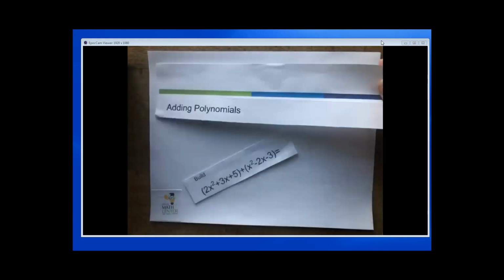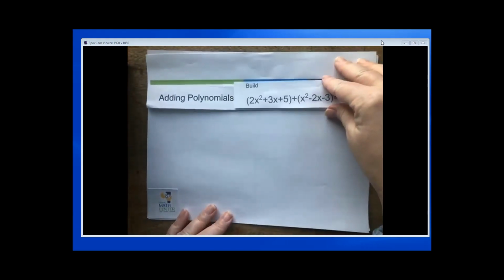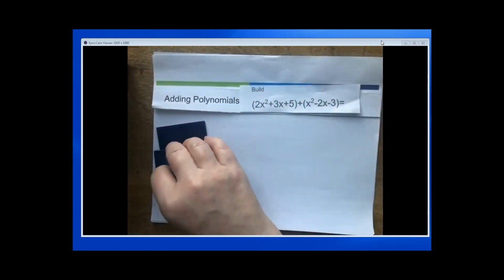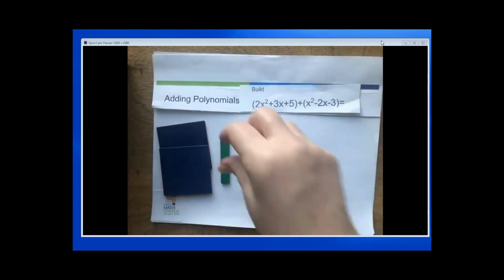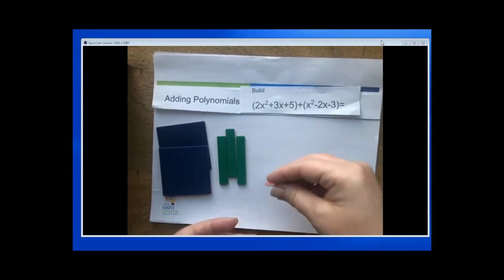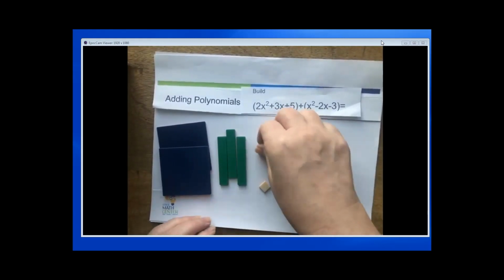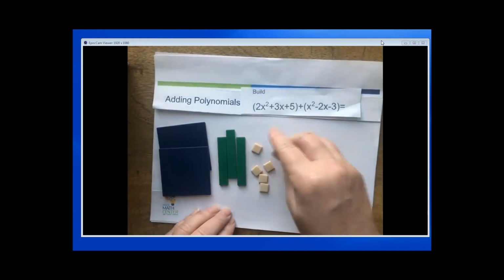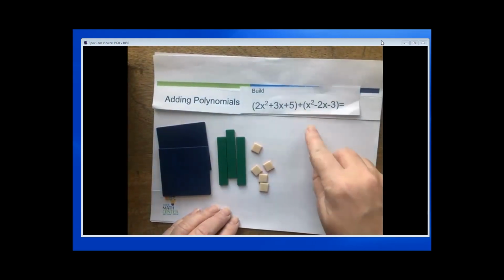Okay. Wouldn't it be great if all of the problems we did were real life, real world problems? I love that one. Let's add some polynomials. So I'm going to build it. 2x squared plus 3x plus 5. Okay, I'm adding it together, so let's build the next one.